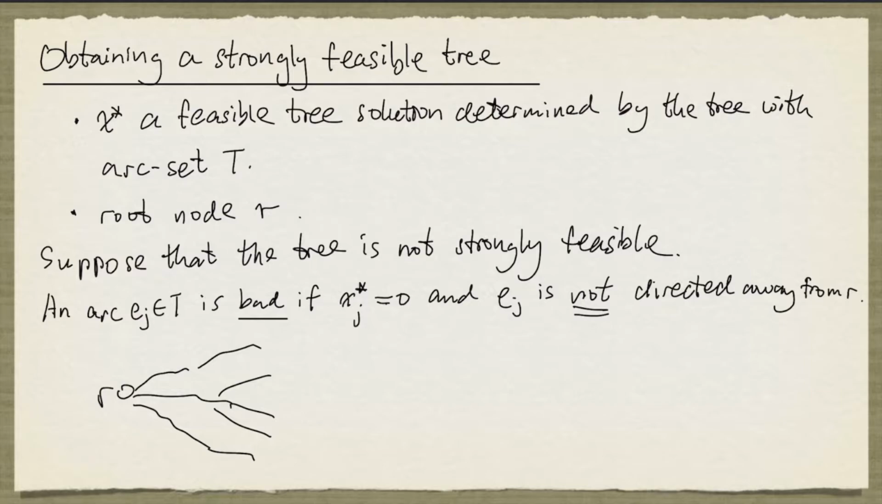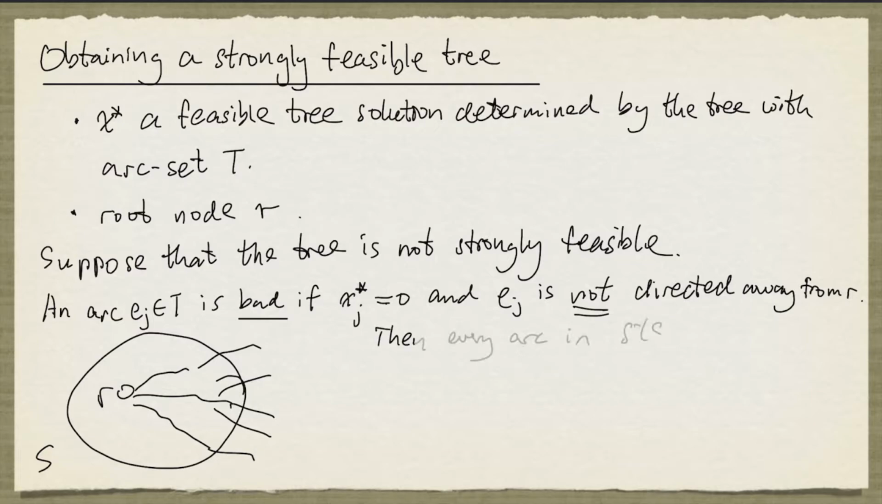And what we'll do is we'll define a node set S to contain all the nodes that are joined by a path in the tree to the root that does not use any bad arc. If S contains all the nodes in the network, the tree is strongly feasible. So that's not the case.